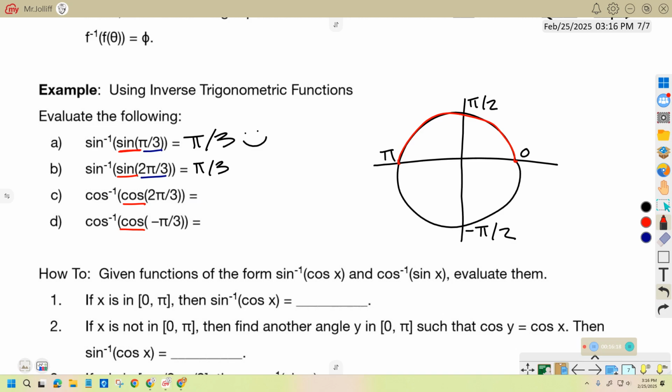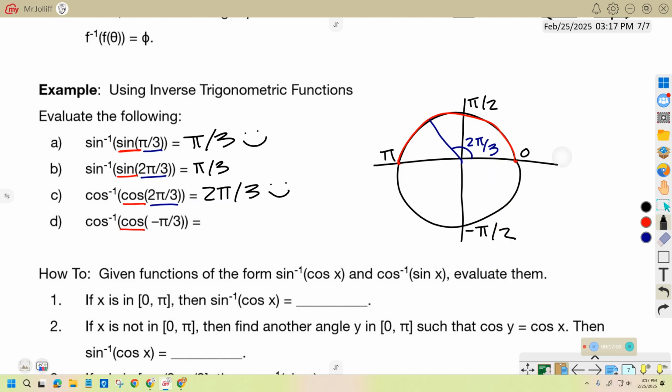All right, let's come back. We're looking at C, cos inverse of cos of 2 pi over 3. Can somebody tell me which quadrant 2 pi over 3 sits in? Quadrant 1, quadrant 2, quadrant 3, quadrant 4? Which quadrant? 2. Yeah. We already saw 2 pi over 3 earlier, right? Is that in the shaded area? Yes. I saw most of you got that, which is happy face. Perfect.